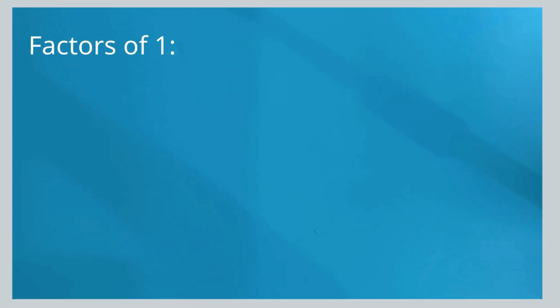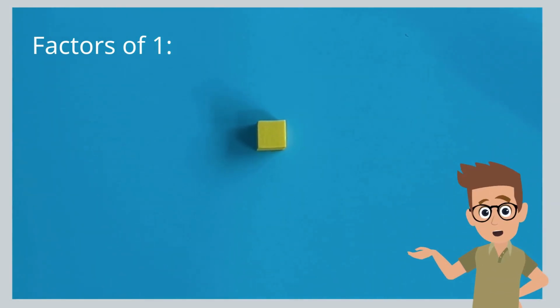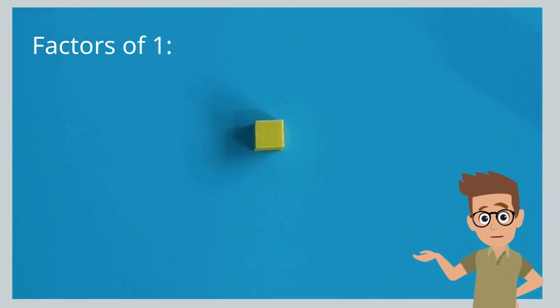Let's find the factors of 1. We start with 1 cube. How many arrays can we form using 1 cube? There is only one way to arrange 1 cube. In this array, there is 1 row and 1 column. So, 1 is the only factor of the number 1. This means that it is not a prime or composite number.